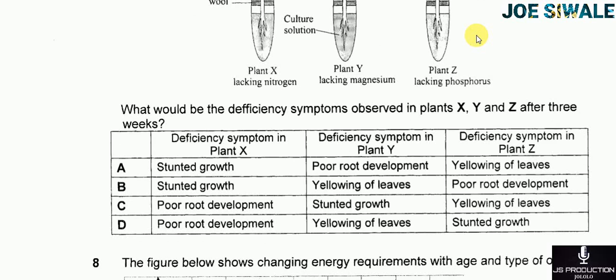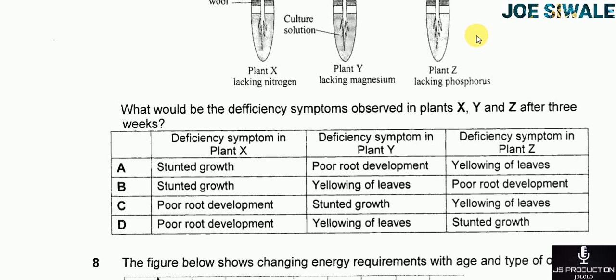So I have deficiency symptom in plant X, deficiency symptom in plant Y, and deficiency symptom in plant Z. So for A, stunted growth in plant X, then plant Y, poor root development, plant Z, yellowing of leaves. Then multiple choice B, I have stunted growth in plant X, yellowing of leaves in plant Y, poor root development in plant Z.